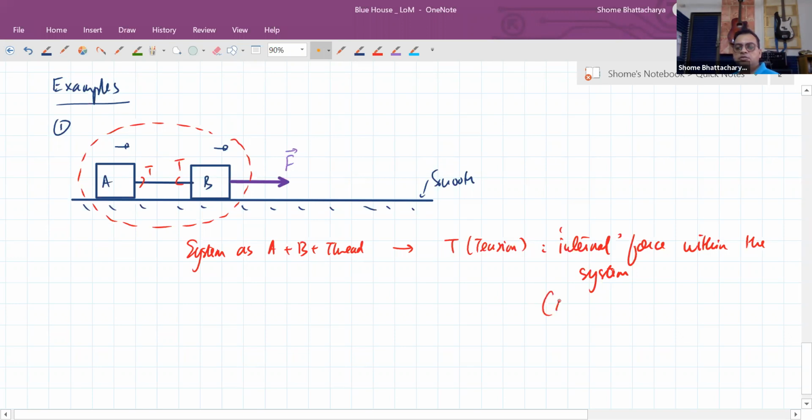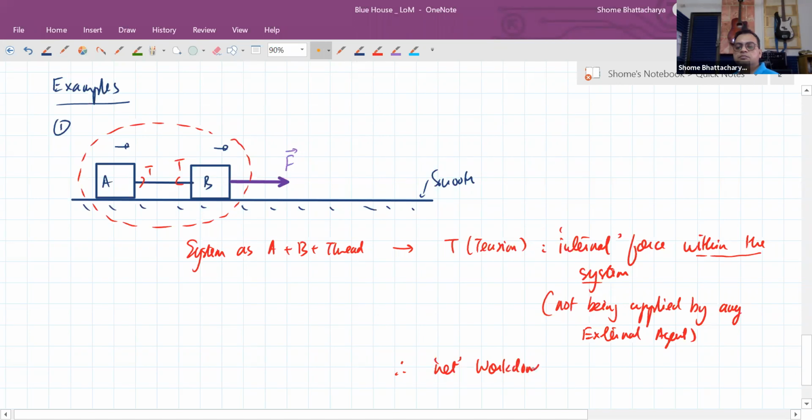Okay. So it is not being applied by any external agent, but rather it is acting within the system. So it's an internal force. So therefore, the net work done by tension should be zero. So let's verify that.